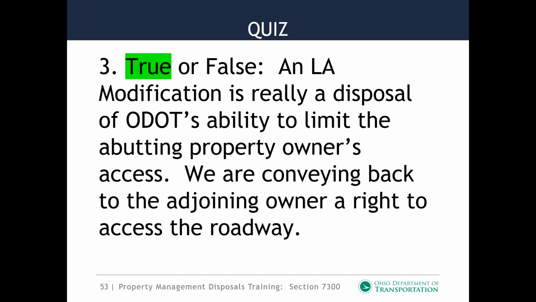We are disposing our ability to limit the abutting owner's access. If sometime in the future we need to limit access again, we would have to reacquire that access right. Hopefully we never have to do that.